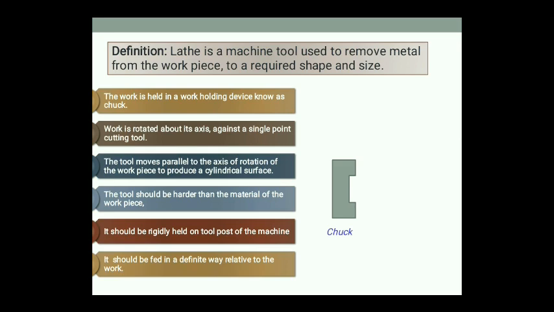The tool should be harder than the material of the workpiece. It should be rigidly held on the tool post of the machine. It should be fed in a definite way relative to the workpiece. Let's see a small simulation of this whole process. The work is held in the chuck and we rotate the workpiece, and the tool moves parallel to the horizontal axis of the workpiece, and the metal is removed. You can see here the diameter of the workpiece has been reduced. This is the principle of working of the lathe.